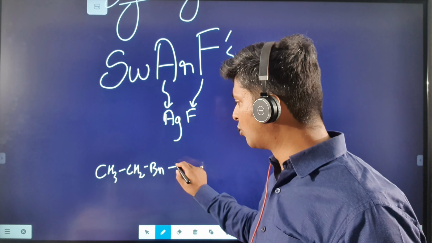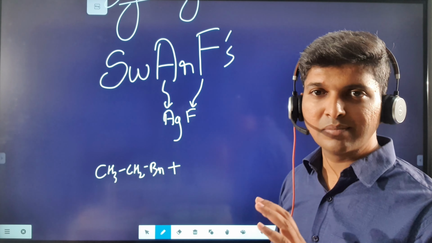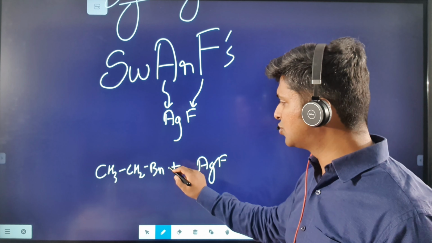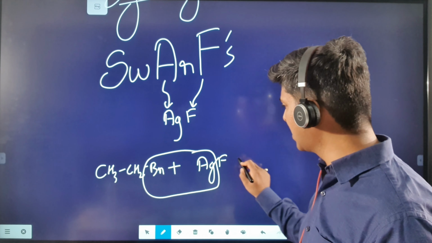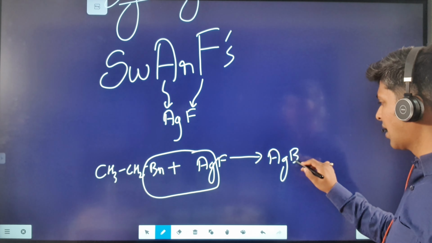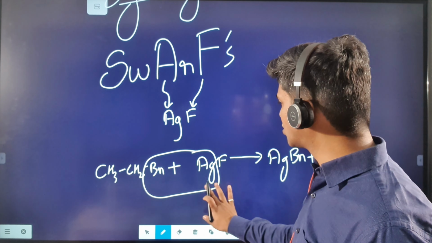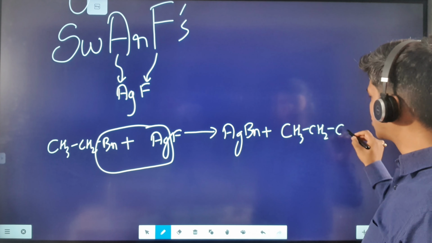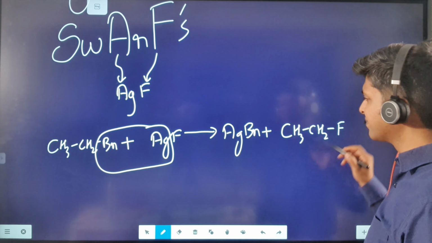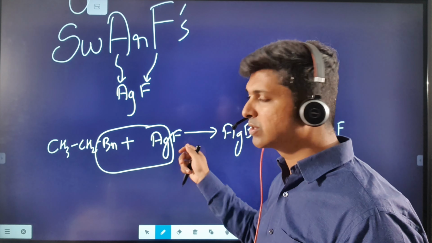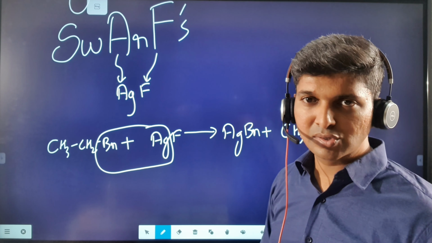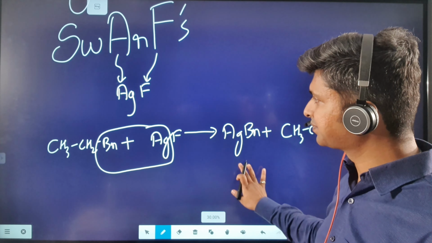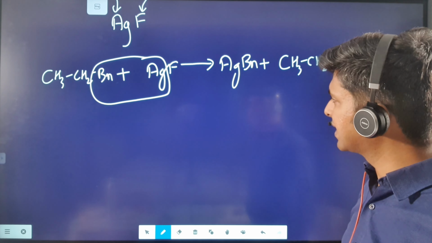Say for example I'm taking bromoethane. You can take any haloalkane but not a fluoroalkane. So for the first time we are preparing a fluoroalkane, using AgF. What's going to happen? Ag combines with Br to form AgBr, and F gets attached in place of the halogen. I call this 'iski topi uske sar', meaning this halogen is being given to this, and that halogen is being given to this. That's why I call it halogen exchange. We are just exchanging the halogens. So this is the Swartz reaction.